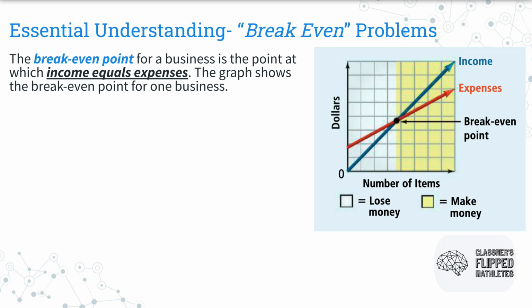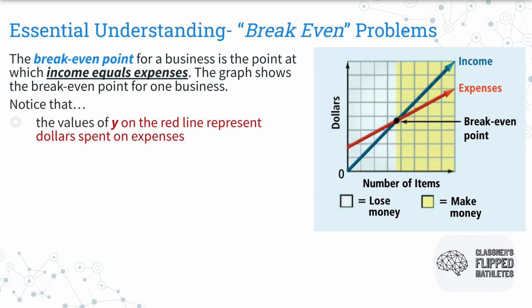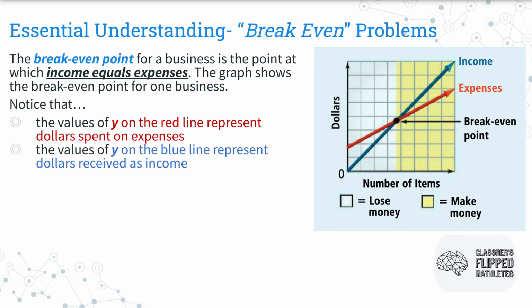If you look at the graph on the right-hand side, you'll notice a break-even scenario with a lot of information. First off, let's notice that the y-axis is the same. It's dollars. For the red line, this is dollars spent on expenses, and on the blue line, this is dollars earned as income. Your x-axis is usually number of items because you're trying to calculate how many items you need to sell in order to break even, or not lose money or not make money.